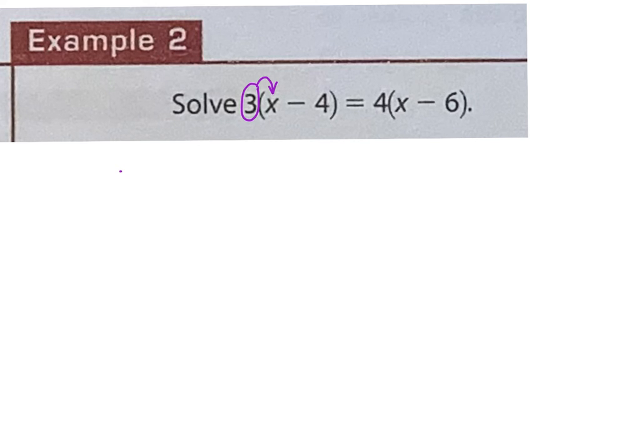So always do your distribution first. 3 times x is 3x. 3 times negative 4, that's negative 12. Put your equal sign, and then on the right, we're going to distribute a 4. 4 times x. And 4 times negative 6.